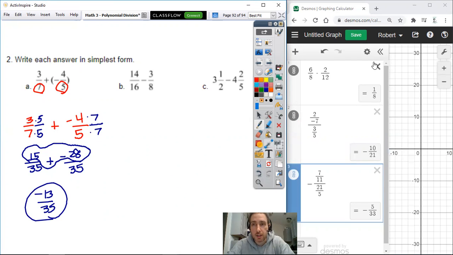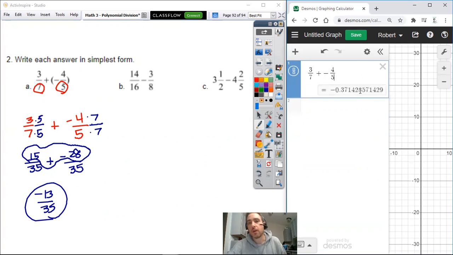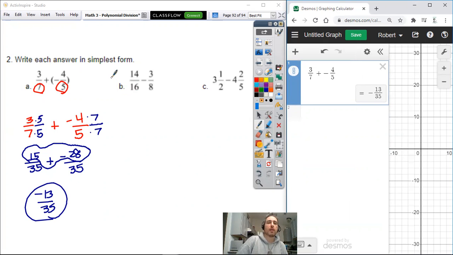Let's put that in the calculator, shall we? So 3 divided by 7 plus negative 4 divided by 5. That gives negative 0.3714285714, etc. Convert it to a fraction: negative 13 out of 35. All right, let it be.